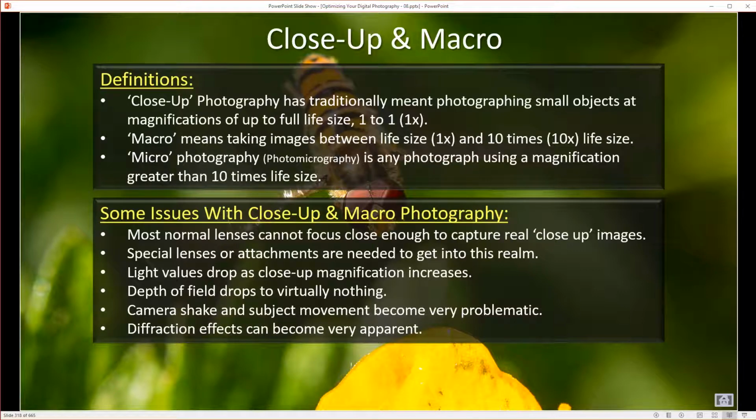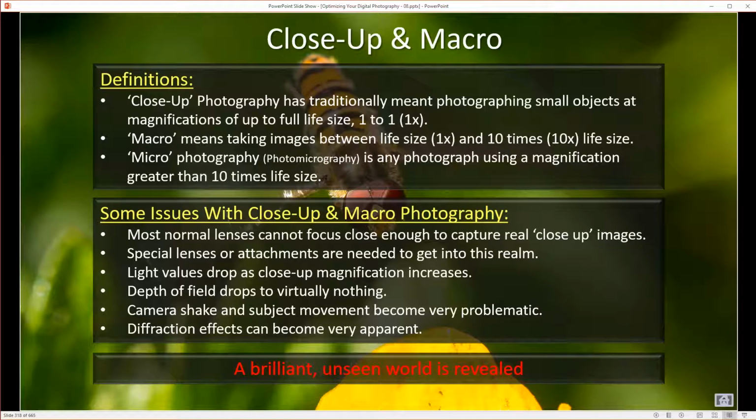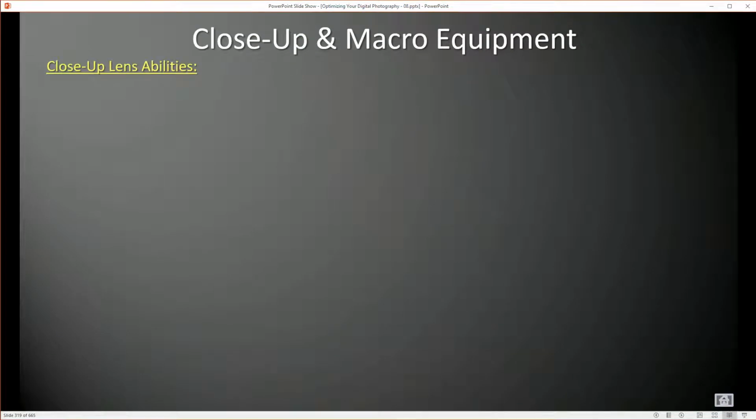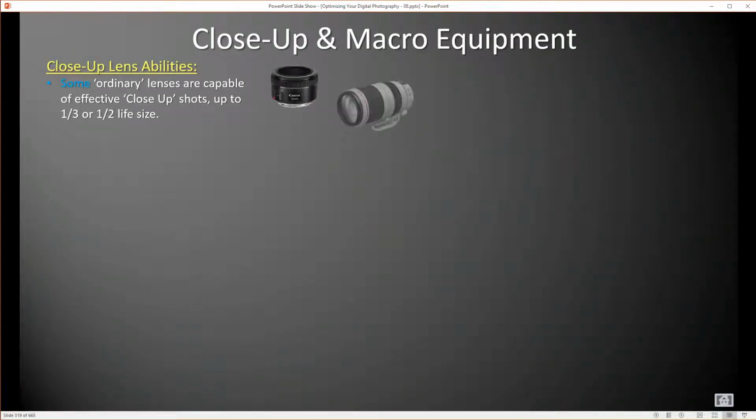Because of the limited depth of field, we tend to stop our lenses right down to try and increase this depth of field. But diffraction is a problem, because as you close your aperture down, the diffraction effects become more and more evident, which can ruin the crispness of your images. Of course, it opens up a whole new world of photography once you get into it. So let's have a look at some close-up lens abilities.